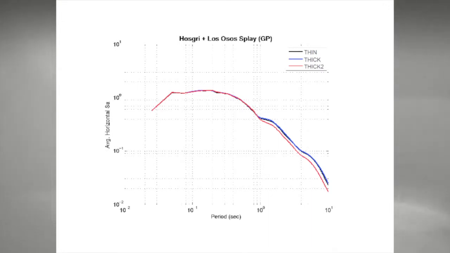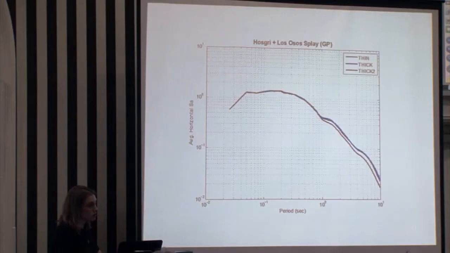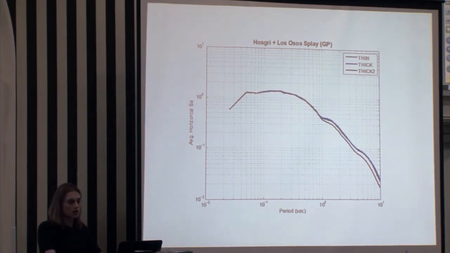But if we allow a larger fault dimension with a smaller magnitude, so a low stress drop event, we're seeing a decrease in the ground motions there at long periods. So I guess this is sort of a segue into the discussion, because one of the things that we would like feedback on is, what is the appropriate way to model these things?